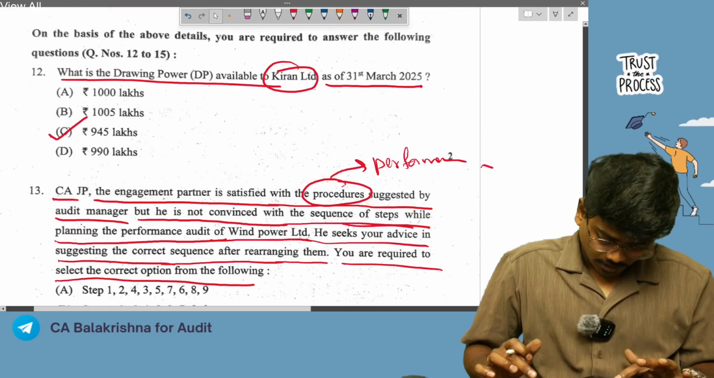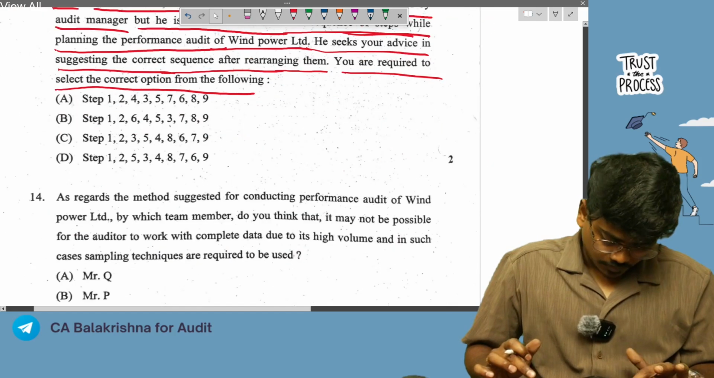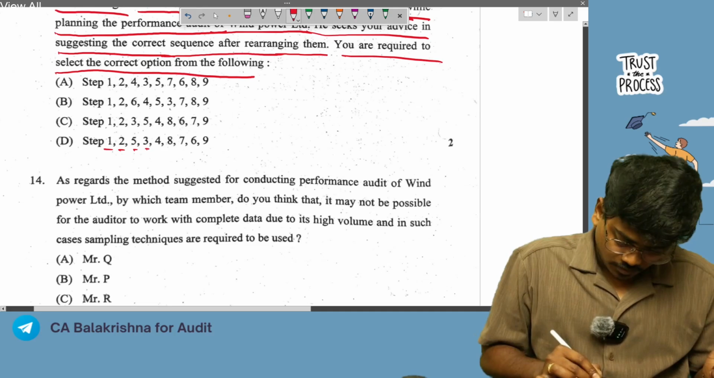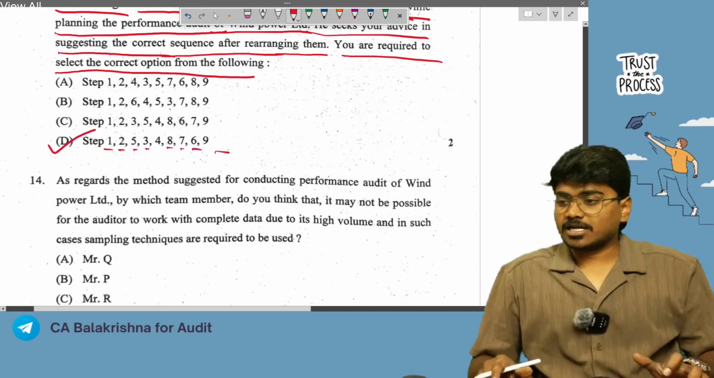1, 2, 5, 3, 4. 1, 2, 5, 3, 4, 8, 7, 6, 9. Yeah, option D is the correct option.